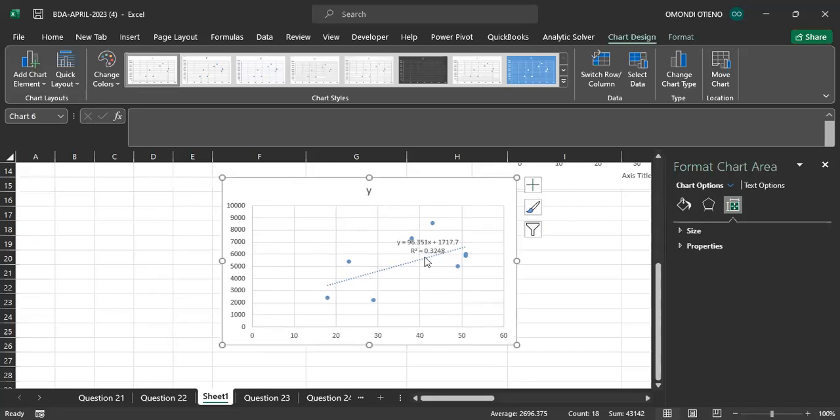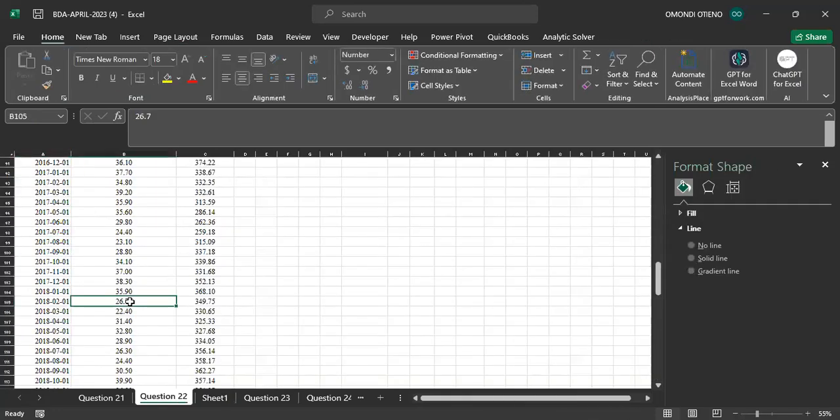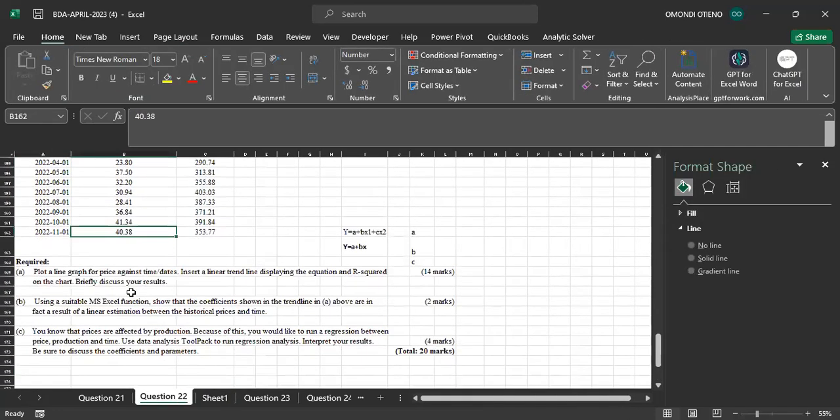And I believe they asked about getting R squared on the chart. If I'm not wrong, let me see. So we've actually answered Roman 1 indirectly. Plot a line graph for price against time, stock dates, insert linear trend, displaying the equation and R squared on the chart. So are you able to answer Roman part A of the question? You're actually doing A indirectly. You can also click on that trend line to get the equation and R square.